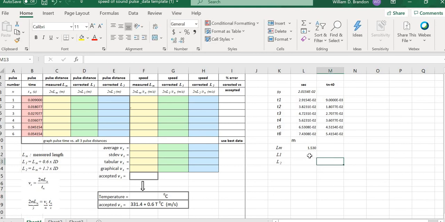Now, let's look at how we do this. So this is the measured length of the pipe, 1.530 meter. Now I'm going to go in here.